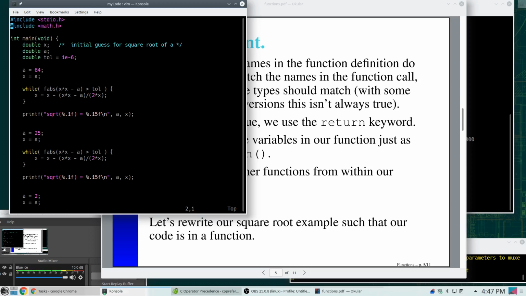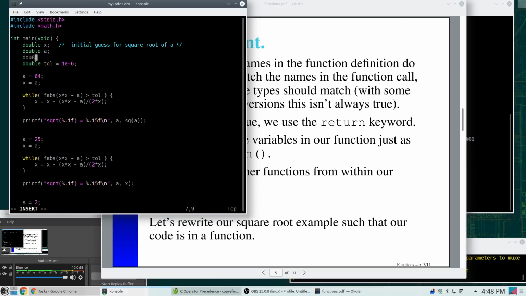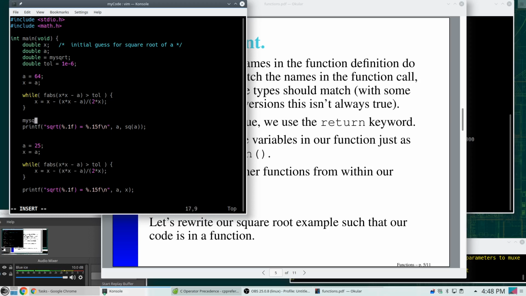So we'll talk more about where I place things, but ultimately the person wants the square root. So I'm gonna come down here. Let's take one of these values here, and now I want, we'll call it SQ, since there is a square root function. Square root of A. In fact, let's make it more explicit. We'll do this. Double my square root, and we'll say my square root is equal SQ of A, and here we'll use my square root.